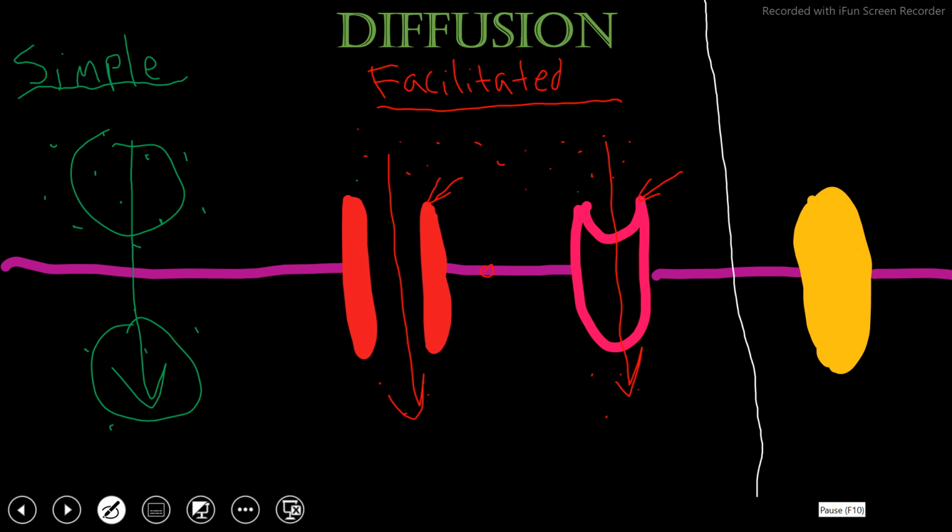All of these transport ways we talked about are considered passive, meaning they don't need energy. They're moving from a high concentration to a low concentration. That is diffusion.